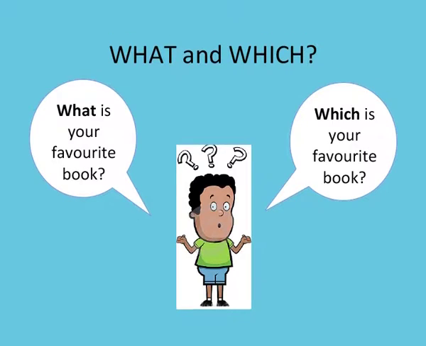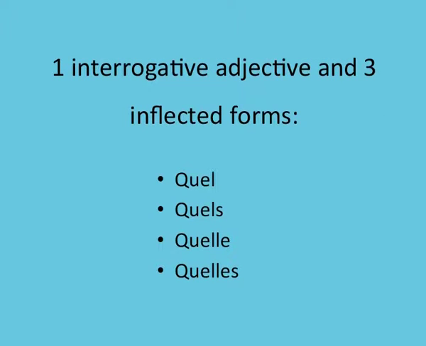In English, one often gets confused between what and which. What is your favorite book, or which is your favorite book? This confusion does not happen in French because there is only one interrogative adjective and its three inflected forms.